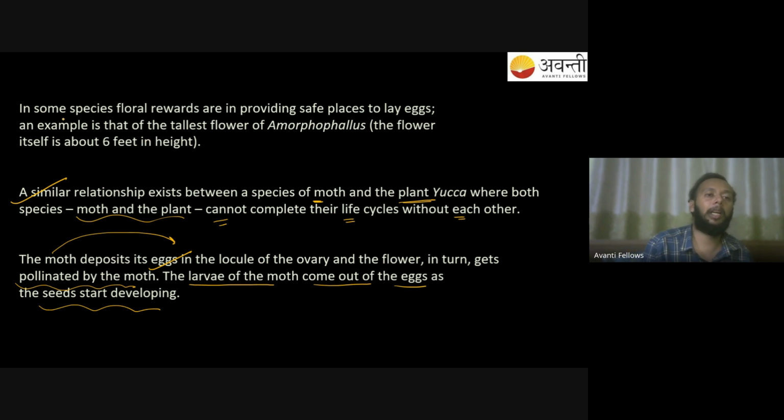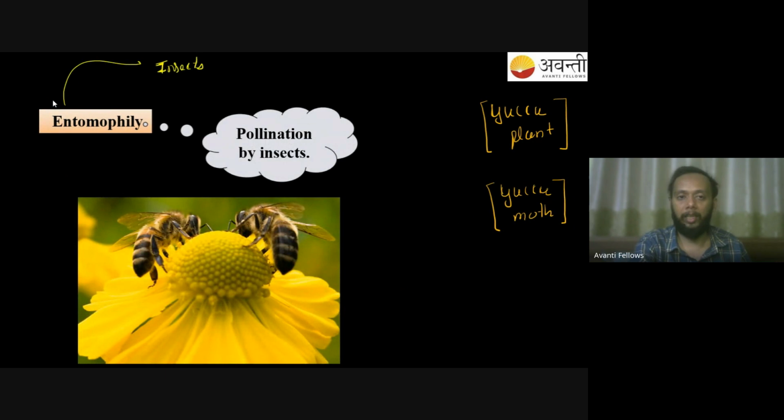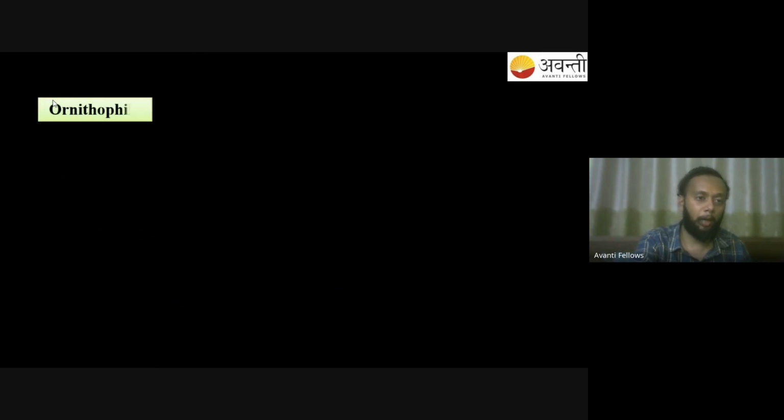One more example is in some floral species, which reward by providing a safe place for laying eggs, something we have seen over here as well. The example is the tallest flower, Amorphophallus. It's the tallest flower, and many insects will come and lay the eggs over here. That is something you will get to see. It's the largest flower in the world, Amorphophallus. Okay, so that was my entomophily. Now let's have a look at my ornithophily.